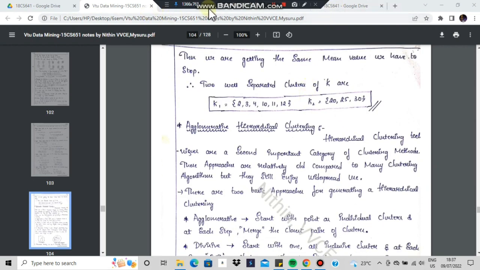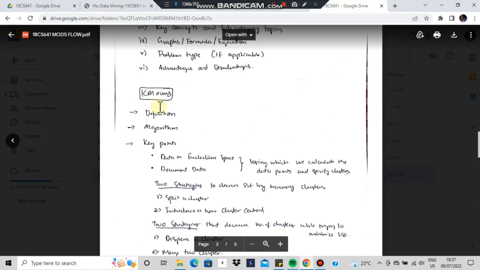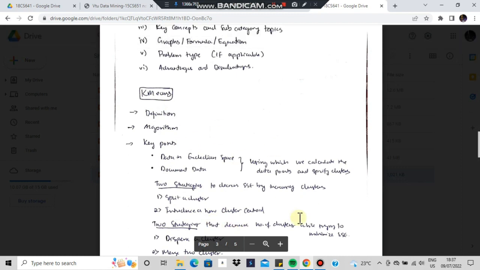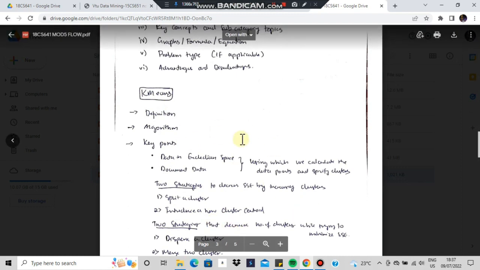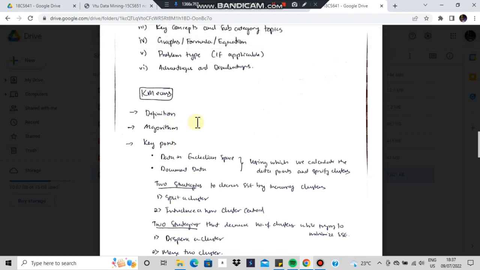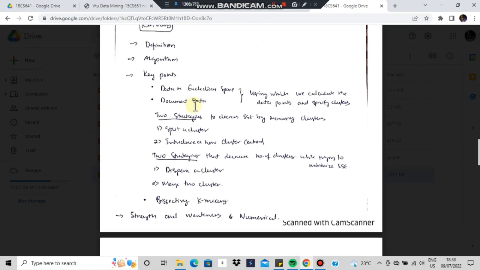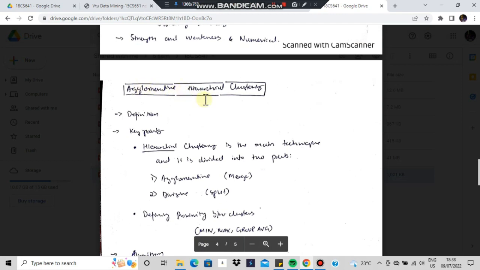So we are done with the first topic, the k-means algorithm. I've discussed all the important parts. If you have missed any, you can go to the part where k-means starts and watch it again. Let's move on to the second part, which is agglomerative hierarchical clustering.